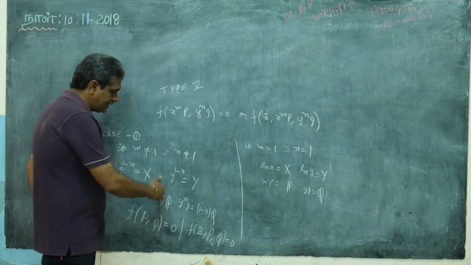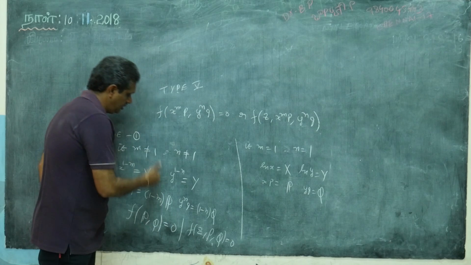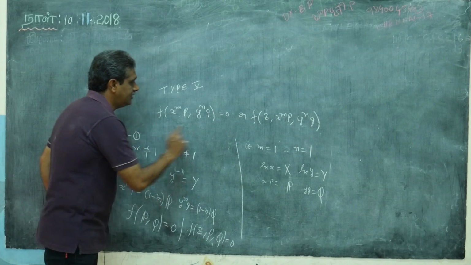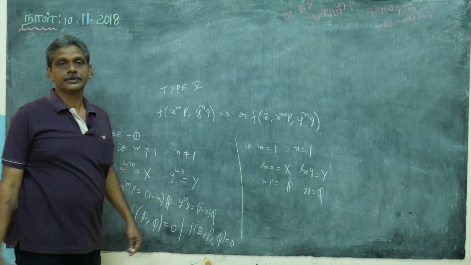Next I am giving the cases. Suppose n is not equal to 1, this case, m not equal to 1, this case. Suppose m is not equal to 1 and n is equal to 1, then you can compare this case and this case.